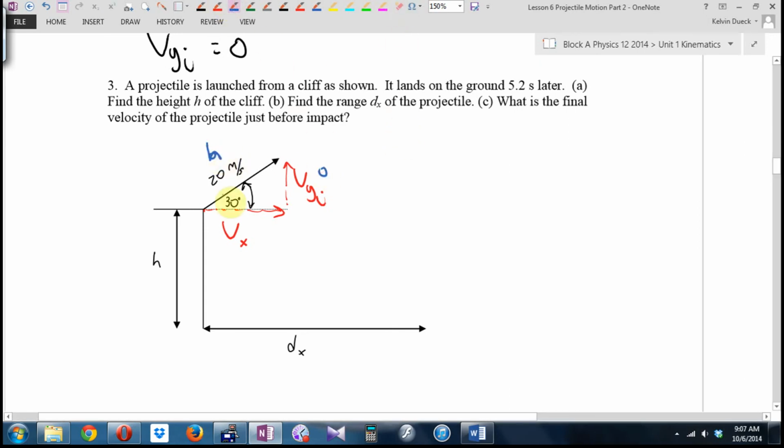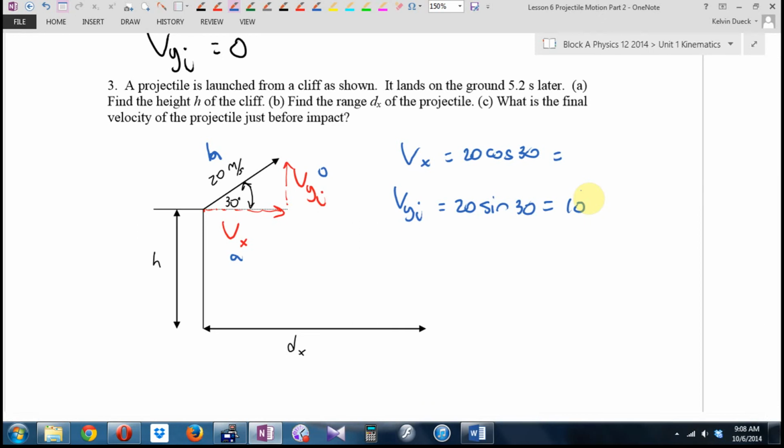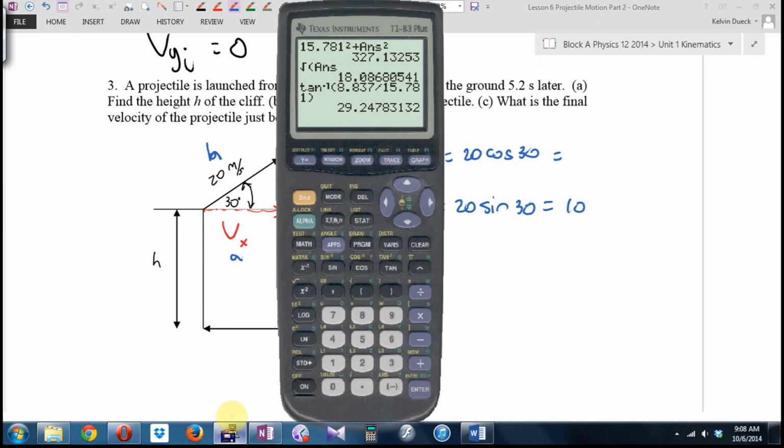Opposite, hypotenuse, adjacent. Vx ends up being cos, of course it does. Vy initial ends up being 20 sine 30. That one I can do in my head. It's going to be 10. 20 cos 30. Well, I know cos 30 is 0.866. So if it was a 10, it'd be 8.66. So it's a 20, double it, 17.32. I have cos 30 and sine.